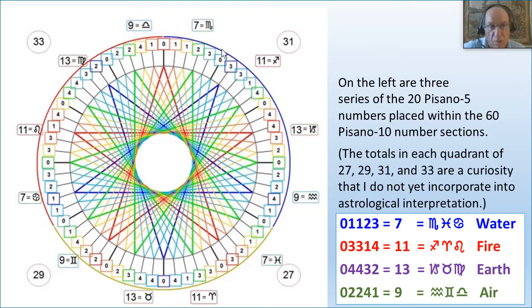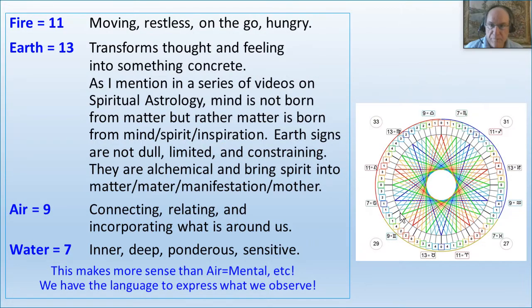What I do understand and what's critically important is that the water signs are 7. So here it is again. Just to repeat, water signs, Scorpio, Pisces, Cancer, water, are actually 7. Now, here's what the elements actually are.